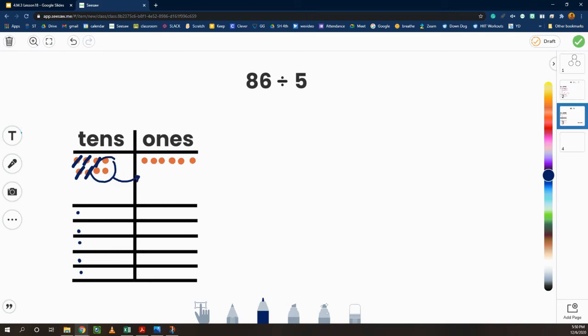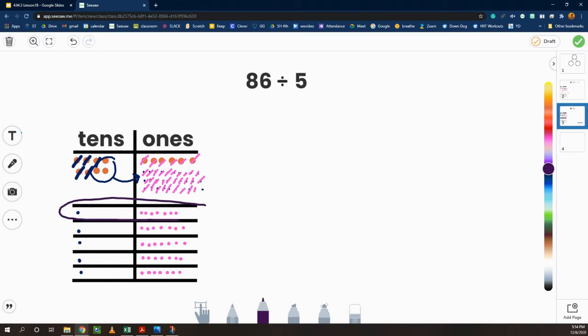I'm going to have to distribute all of these 10s and unbundle them into the ones place. So my 3 10s are going to come over and become 30 ones. Now that I've unbundled my 3 10s into 30 ones, I'm going to add that to the 6 ones that were already there, and I have 36 ones that I'm going to need to distribute into 5 equal groups. So when I distribute my 36 ones into 5 equal groups, I end up with 7 in each group, and I still have 1 left over.